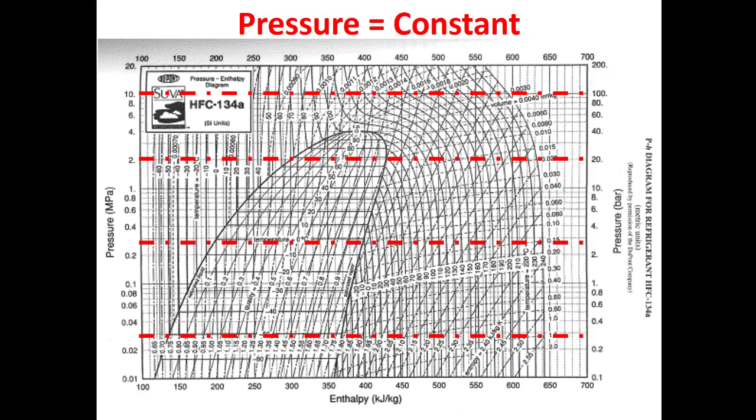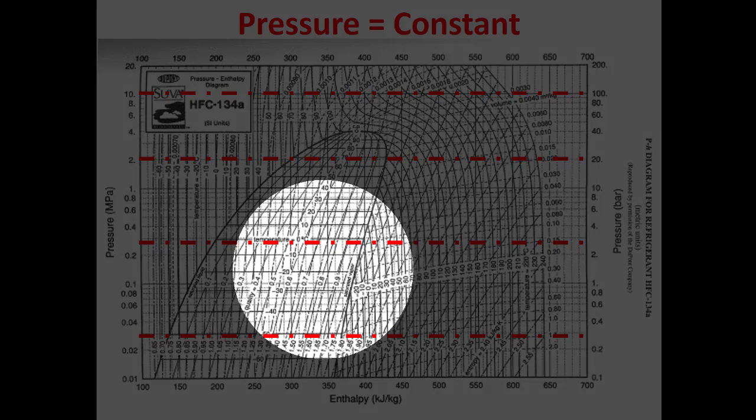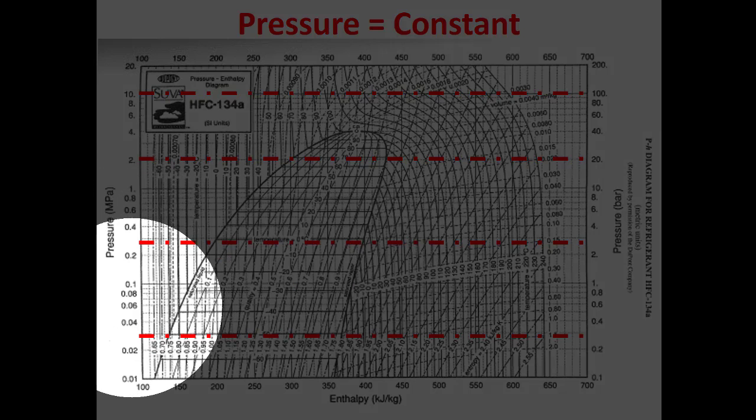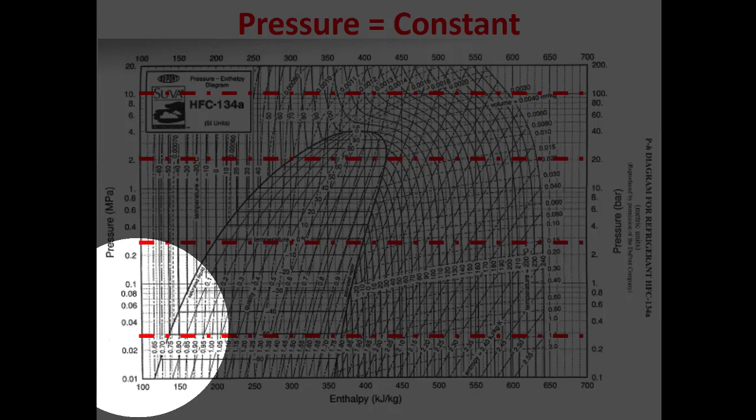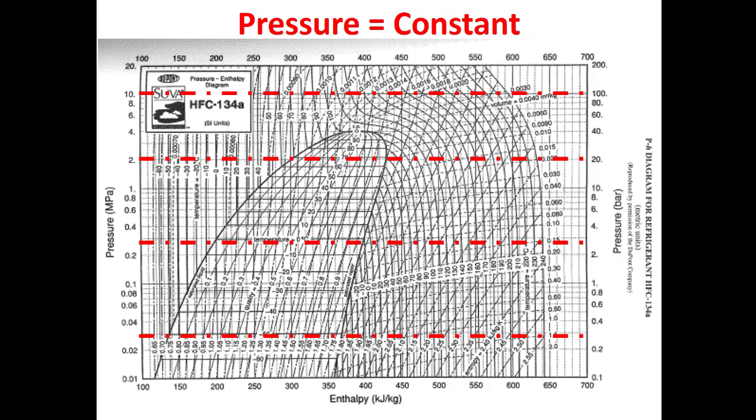So how do I read this graph? It's a P-h graph, right? On the vertical axis, we have pressure. Notice that this is not a linear graph. This is a log chart. So if you're trying to look where these lines are, don't just assume that it's linear in between.